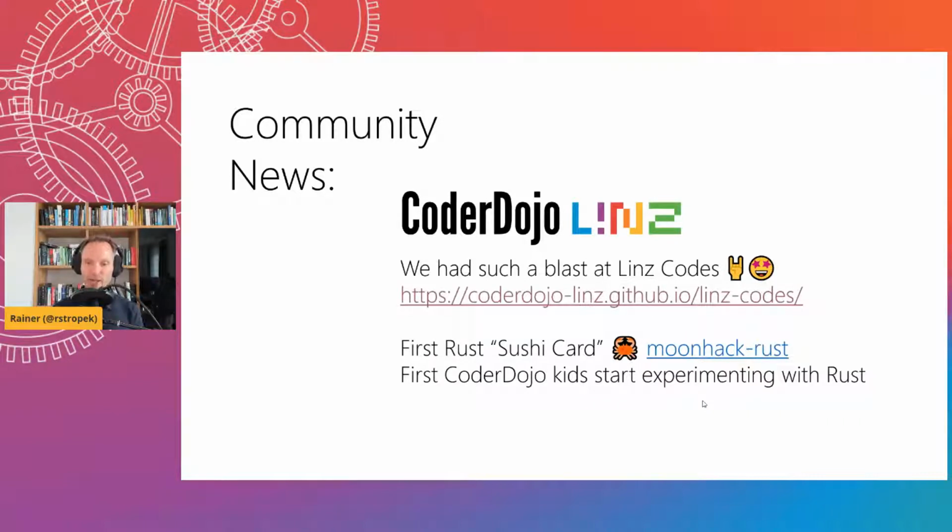We also are very happy that the first Coder Dojo kids, who are very young coders, start experimenting with Rust. They are asking first questions. So we try to blend these communities together. We try to engage our young coders from our programming club for kids and young coders together with the Rust meetup. And I'm really happy about this development.